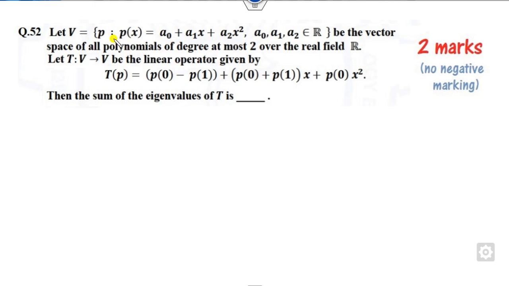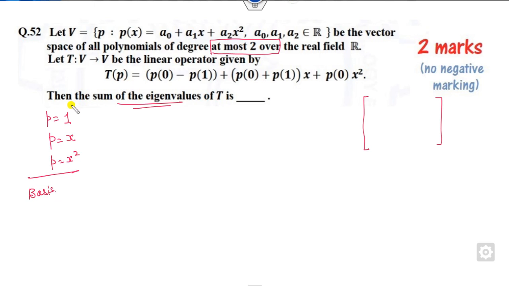Okay, V is the vector space of polynomials of degree at most 2. We need the sum of the eigenvalues. What is the sum of the eigenvalues? That is the trace. So we have to find the trace. P is a polynomial of degree at most 2. So 1, x, x square are my basis of this.